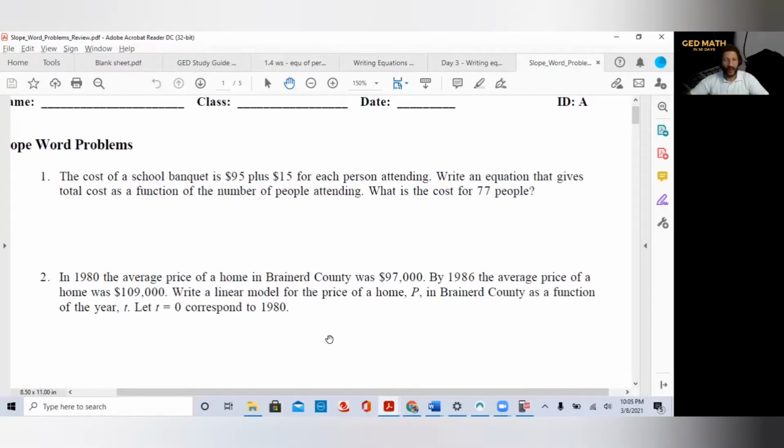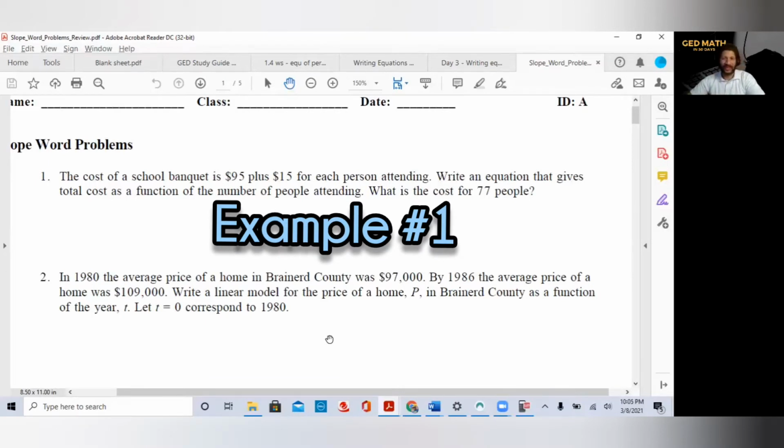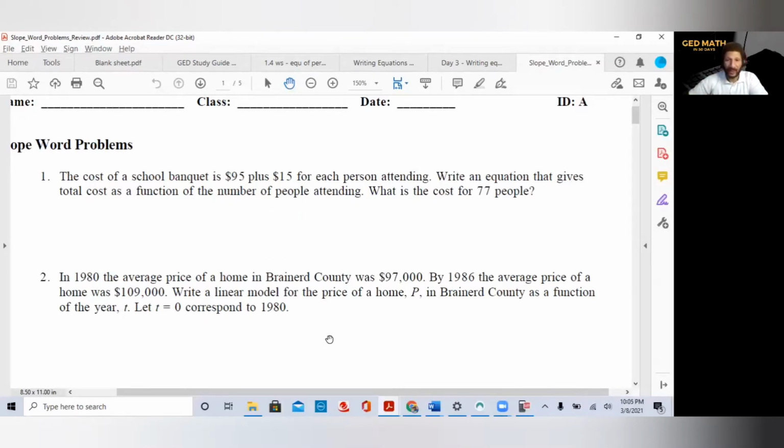Let's look at question number one. The cost of a school banquet is $95, plus $15 for each person attending. Write an equation that gives total cost as a function of the number of people attending. What is the cost for 77 people? Oh my God, I don't know how to do this problem.